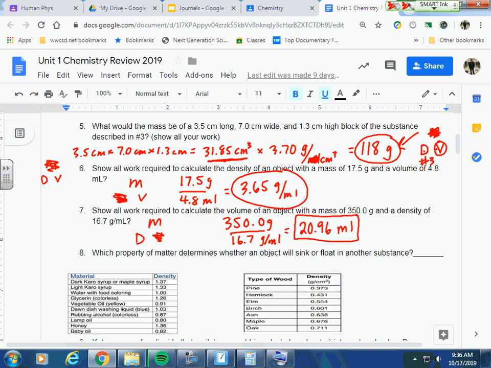Number 8, which property of matter determines whether an object will sink or float in another substance? Density. If the density is less than the liquid you're putting it in, it will float. If it's more than the liquid you're putting it in, it will sink, or gas. Okay. Everybody good with those?